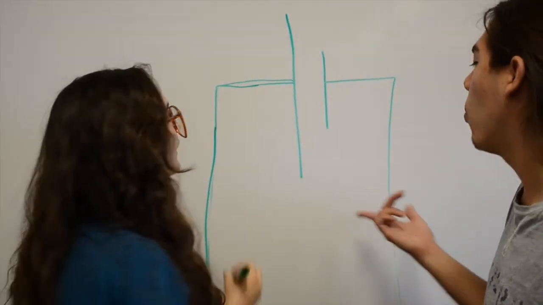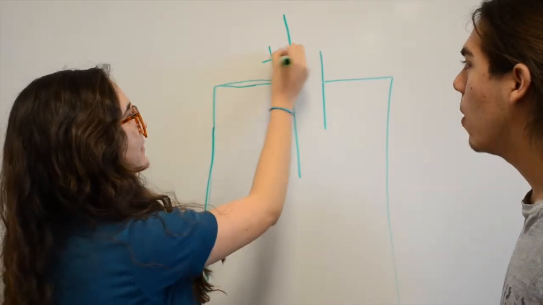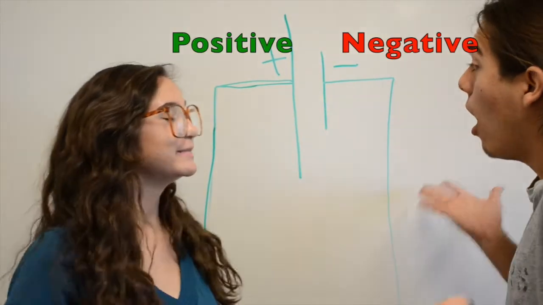Hey, Nicole, what do these lines mean? This is a battery. The long side is positive, the small side is negative.